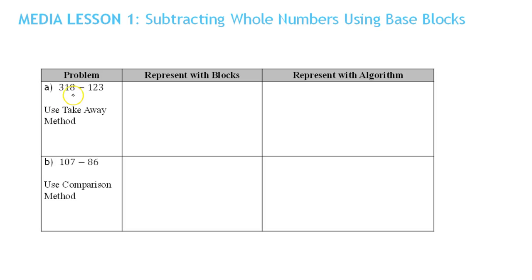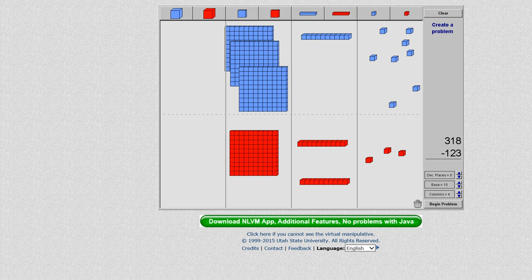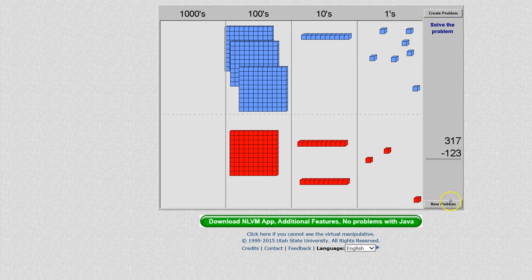We have 318 minus 123. So let's go to a website, and I have this all set up. Notice right here it says 318 minus 123. The blue blocks above the dash line are 3 flats, 1 rod, and 8 units. And then the red blocks are what we want to take away. So 1 flat, 2 rods, and 3 units. What we're going to do is line up a red and blue block, and they'll cancel each other out. So let's begin this problem.